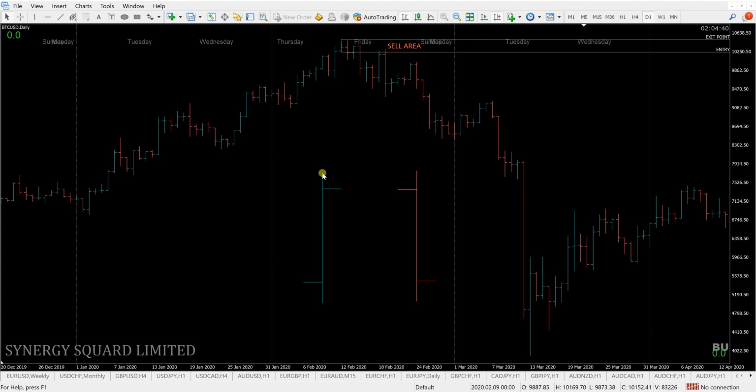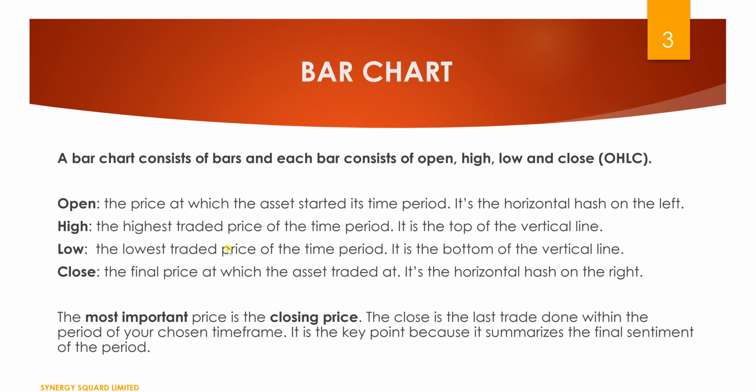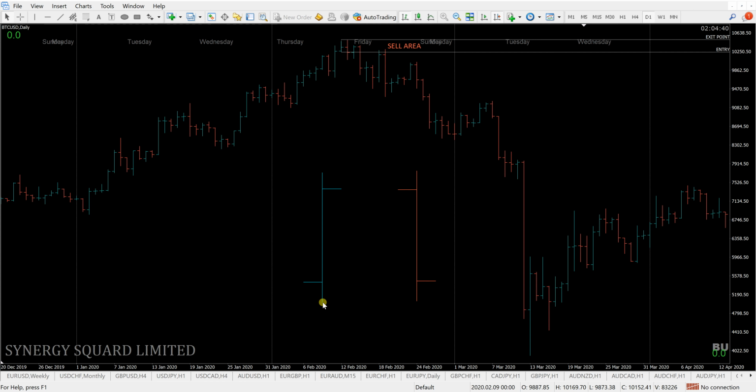We also have the low, which is the lowest traded price of the time period. It is the bottom of the vertical line. That is the low of the day, or the low of the time period, depending on the time frame selected.